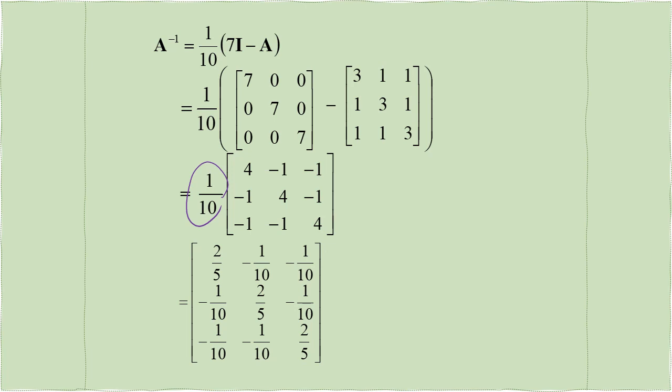We get 2 over 5, minus 1 over 10, minus 1 over 10, minus 1 over 10, 2 over 5, negative 1 over 10, negative 1 over 10, negative 1 over 10, 2 over 5. So this is after we deduce from the equation A squared minus mA plus nI equal to the zero matrix.